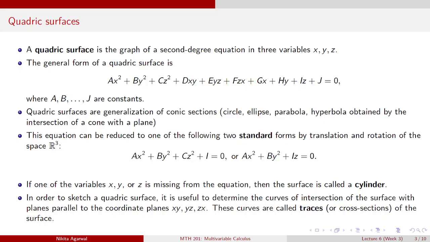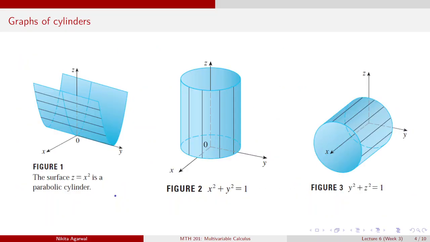That's the standard procedure of plotting a quadric surface, and these curves are called traces or cross sections of a surface. These cross sections are very important to be able to build the entire quadric surface. So let us look at a few examples of cylinders.